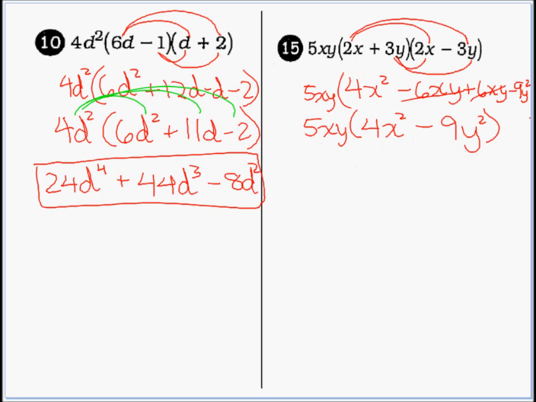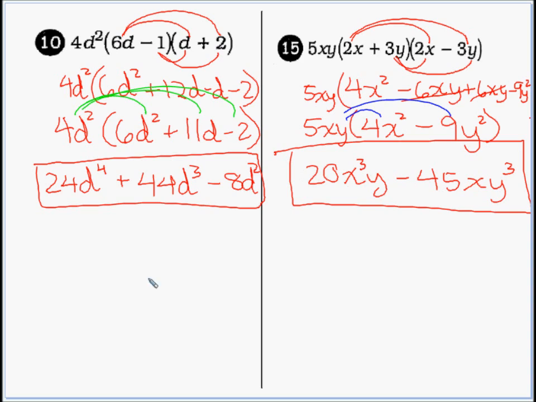Okay, now I'm ready to distribute. And so I have 5 times 4, it's 20. Now x times x squared will give you x to the third, and then you just tack on the y. Here, 5 times 9, we've got negative 9, so it's negative 45. x, and then the y is going to be to the third power because we have y times y squared. Now these right here, even though they both have an x and a y and they both have a cubed, since the cube is not on the same variable, those are not like terms. So that is as simplified as it gets.